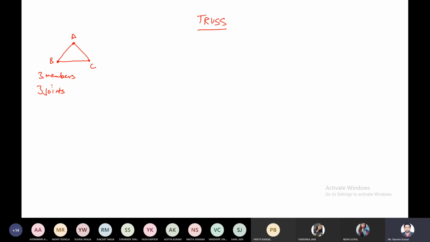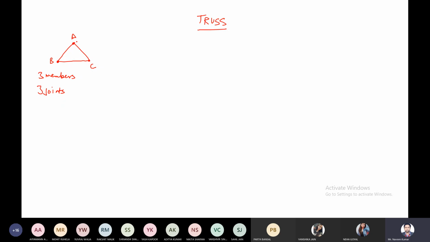So what is a truss? A truss is an assemblage of a number of members when they are connected. You can see this is one rod, this is the second rod, this is the third rod. So we can connect these rods with the help of welding. Welding you are doing in the EME lab, elements of mechanical engineering lab.